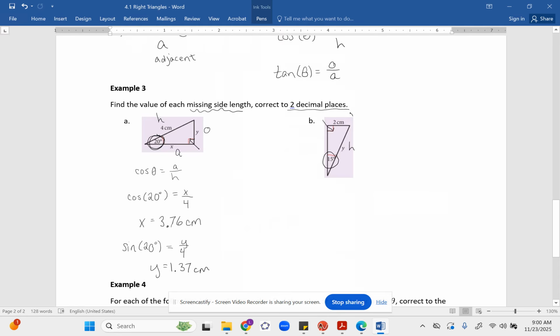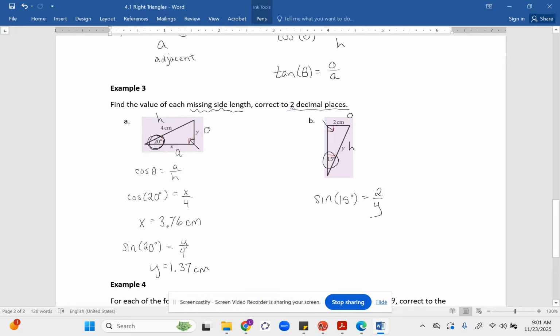Opposite here. Okay, and so this side here, I don't know, and I don't want to know, and so I'm not even going to label it. It's not something I need to know or something that I'm already given. So I'm going to see which trig ratio uses opposite and hypotenuse. That's still sine. So I have sine of the angle equals opposite over hypotenuse. Opposite over hypotenuse is 2 over y.